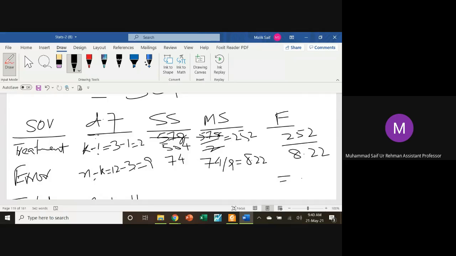Two five two divided by 8.22 gives 30.656. So you can write it down as 30.66. So this is your calculated value.